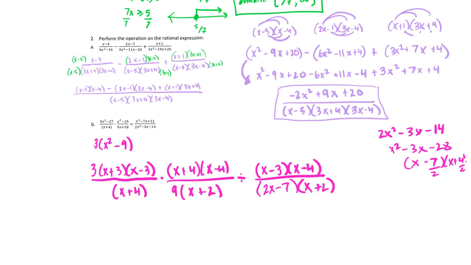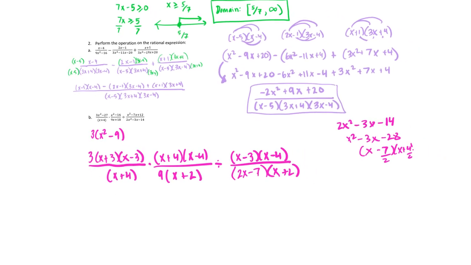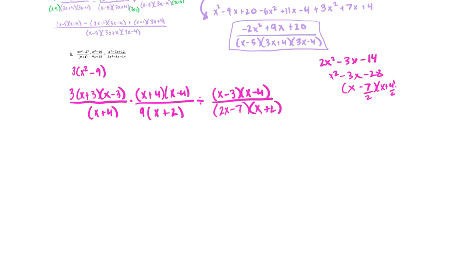Okay, so from here, I am going to rewrite this as one fraction, but I also want to keep, flip, change. So we keep the first two because they are being multiplied, and we're going to flip the back side and change that division to multiplication. So let's flip that: 2x minus 7 times x plus 2 over x minus 3, x minus 4.